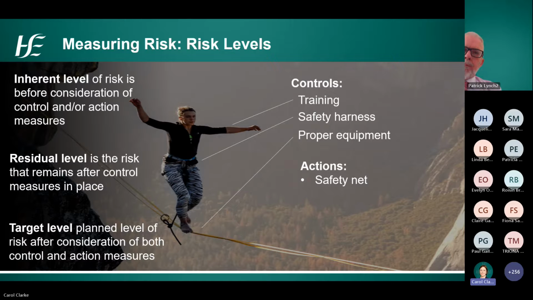Imagine you're standing at one end of the tightrope, about to attempt to walk across it. The inherent risk is the danger that comes with walking on the tightrope itself without considering any safety measures. It's the natural risk associated with that activity due to its inherent difficulty and the potential consequences of losing balance and falling. Recognizing the inherent risk helps us to understand the need for precautions and measures to make the activity safer.